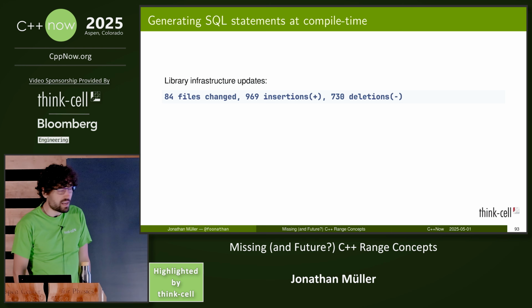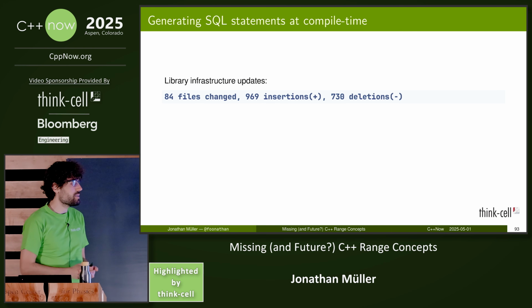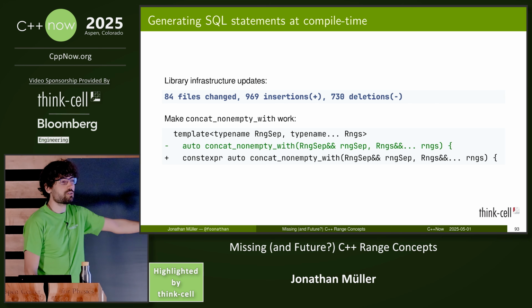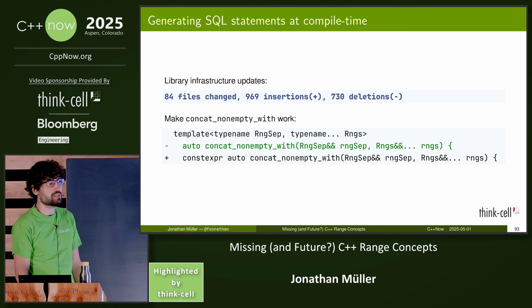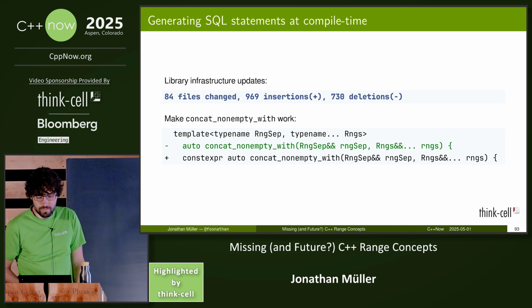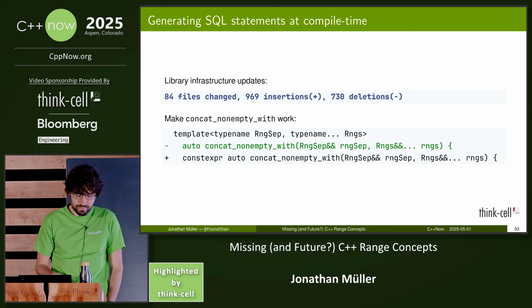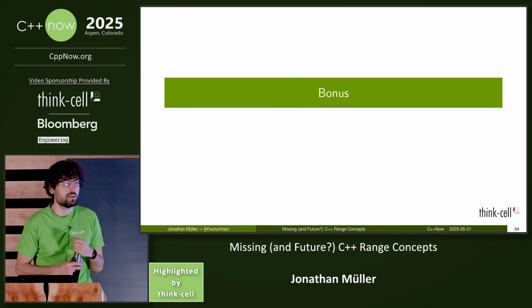And it means that after all the necessary infrastructure updates in the library, all that I actually needed to do to make concat non-empty work was just to add the missing context bar. And then it just magically falls out of the new implementation. And that's really cool. Questions about that?